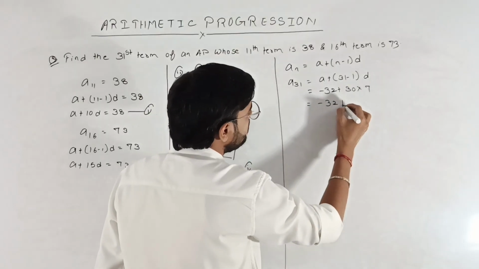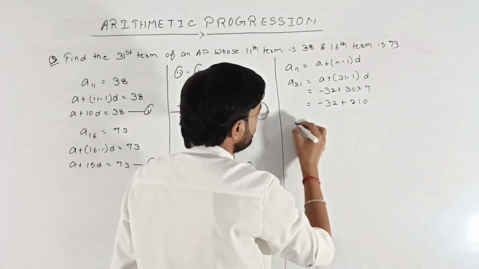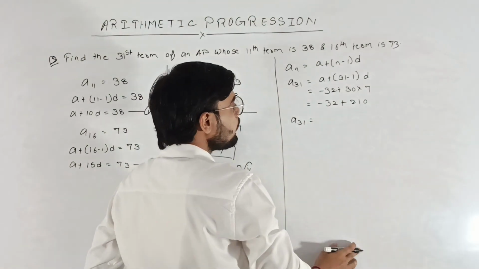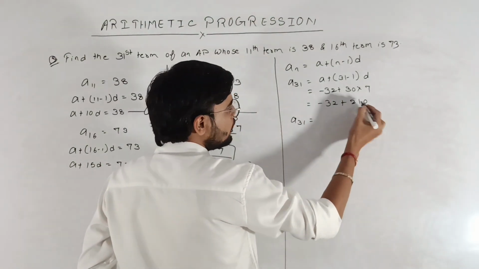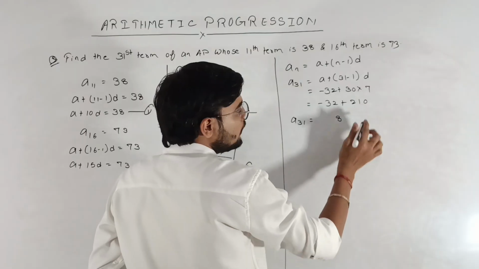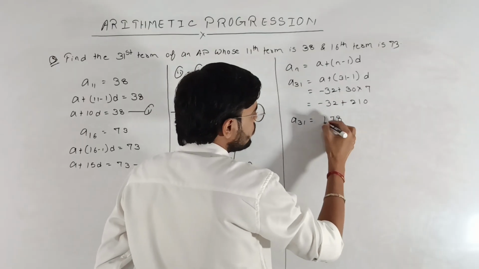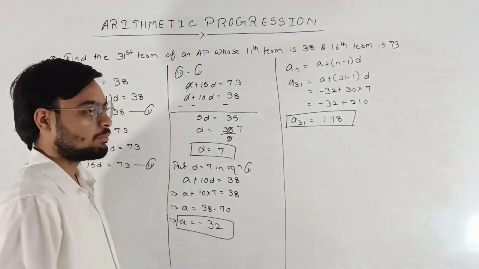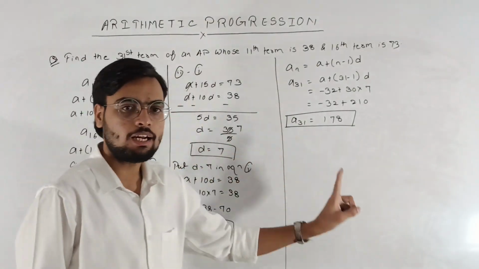Minus 32 plus 210. Okay, so from here a31 is, minus plus, and sign is plus. Now 10 minus 2 is 8. Then again 10 minus 3 is 7. So a31 is 178. So our 31st term of this AP is 178.